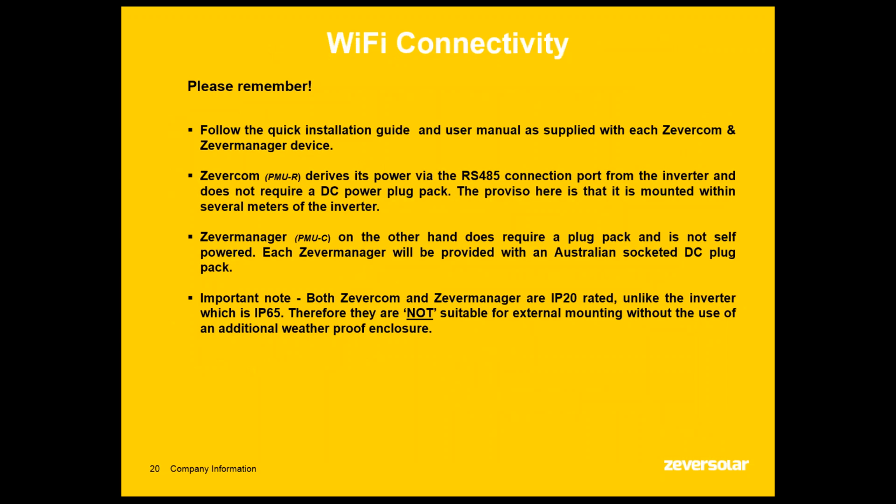Just before we go on to talk about the earth fault alarm, just some important notes to remember. Each ZeverCom and ZeverManager device has a quick installation guide and user manual that's supplied with the device. These instructions are very straightforward and they give you a step-by-step guide to setting it all up. The ZeverCom unit is powered by the RS485 connection and does not require an additional DC power plug pack. This is as long as it is mounted within 10 metres from the inverter. The ZeverManager does require the additional plug pack as it is not self-powered. The additional DC power plug pack comes with the ZeverManager device, complete with the Australian socket.